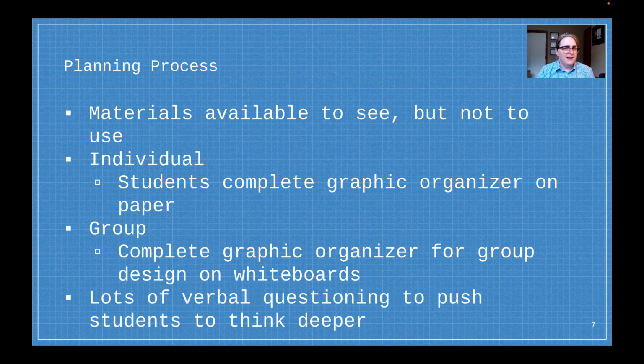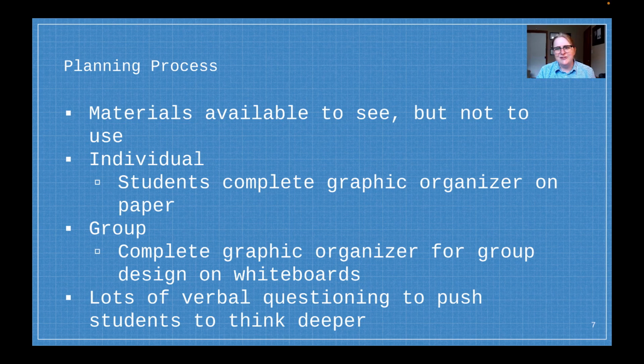Now, once students have had time to work individually, we move into small groups where I give students whiteboards and have them as a group come to a consensus on a design that they justify using evidence and reasoning. I'll also often have groups pair up so that each group can share their design with another and again practice that justification for their idea.